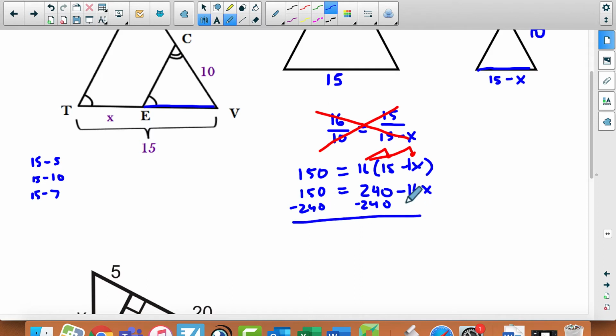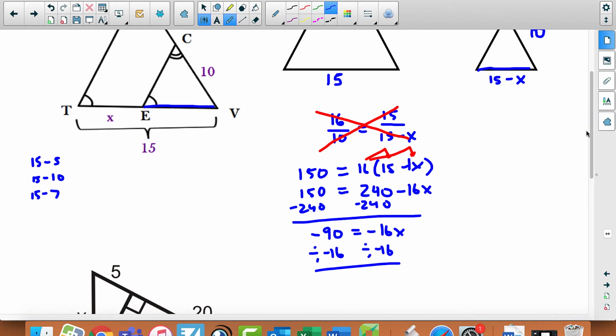150 minus 240 equals negative 90. So negative 90 equals negative 16x. This is negative 16 times x. We do the opposite and divide by negative 16. Thankfully, we'll get a positive answer. A negative answer wouldn't make sense. A negative divided by negative is positive.